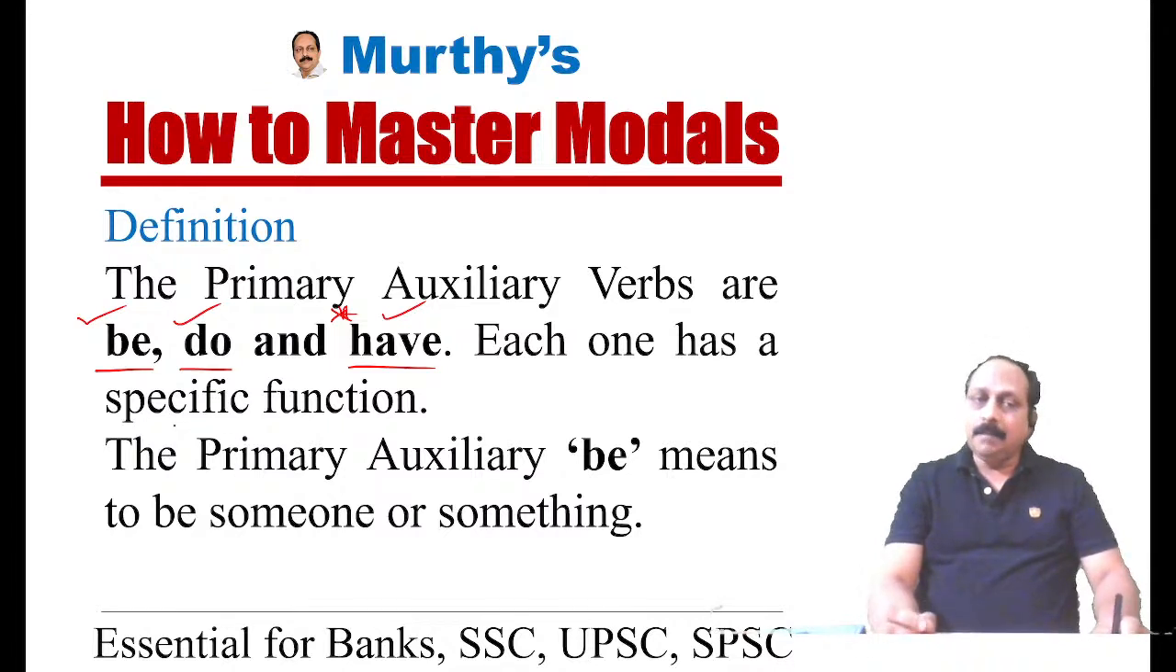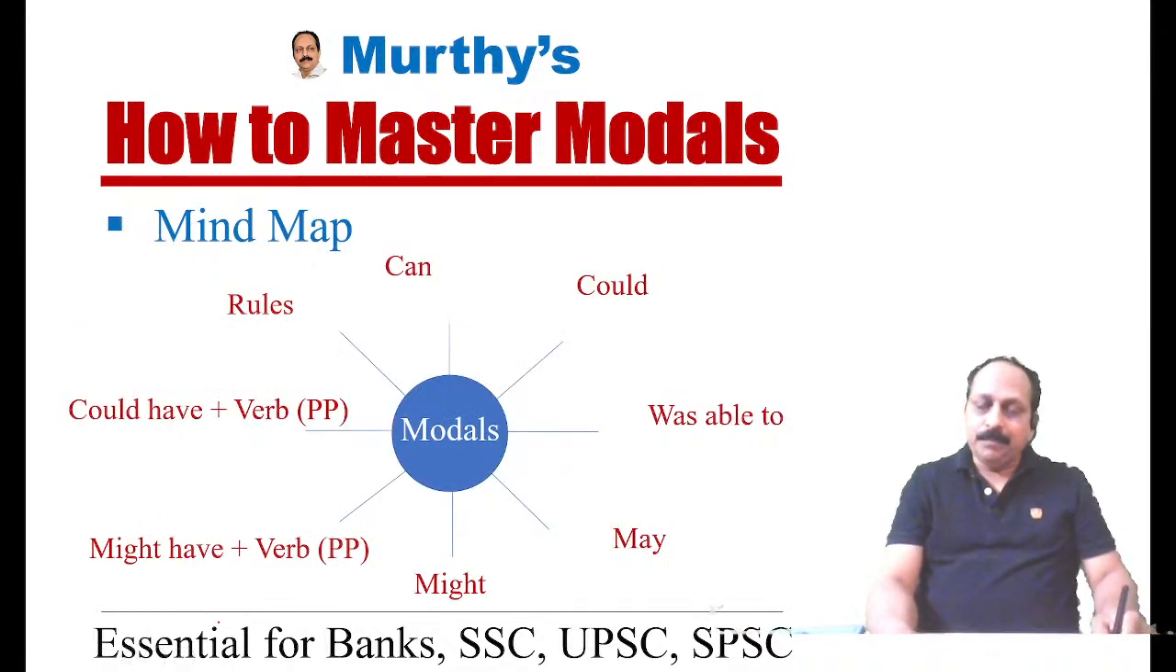What is this be? The primary auxiliary be means to be someone or to be something. To be someone or to be something. Beyond that, there's nothing to learn. Basically, you should focus on the functions. There's nothing like a definition. Definition also goes with the function.